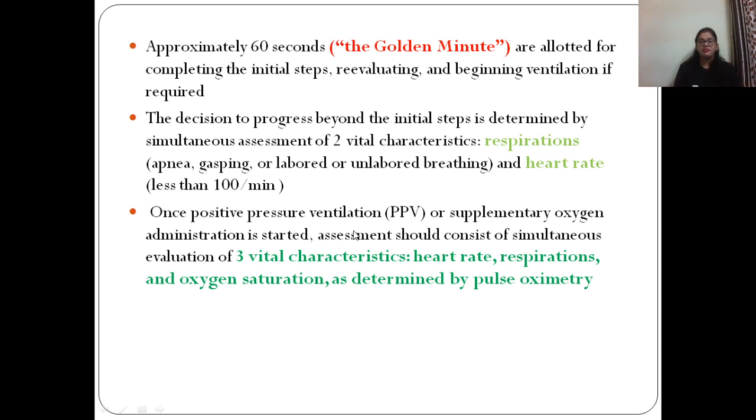Now, once positive pressure ventilation or supplementary oxygen administration has started, assessment should consist of simultaneous evaluation of 3 characteristics. Now, there were 2 characteristics on the basis of which you started positive pressure ventilation. But now there are 3 characteristics which you will monitor. So they are heart rate, respiration and oxygen saturation, which is determined by pulse oximetry. So 3 vital characteristics are what you monitor.